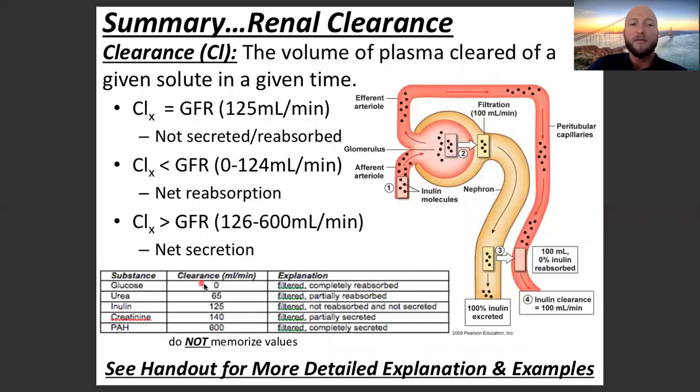So glucose is filtered but completely reabsorbed. Clearance is 0. Urea is filtered but partially reabsorbed. Clearance is above 0 but lower than glomerular filtration rate. Inulin is filtered but not reabsorbed and not secreted. Its clearance is equal to glomerular filtration rate. Creatinine is filtered and partially secreted. So clearance is higher than the glomerular filtration rate.